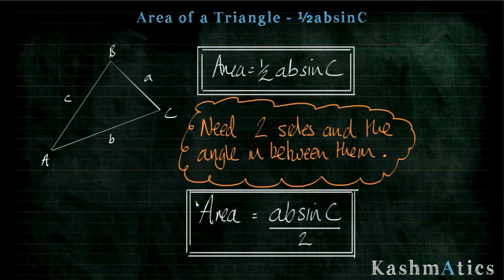But I actually like to write the formula this way, like I've got over here at the bottom. Okay, the area equals AB sine C divided by 2. It's exactly the same as the top in terms of the actual function, but it's a lot easier to rearrange when it comes to answering questions where the information is given to you slightly differently. So I'm going to be using this bottom formula to answer the questions.